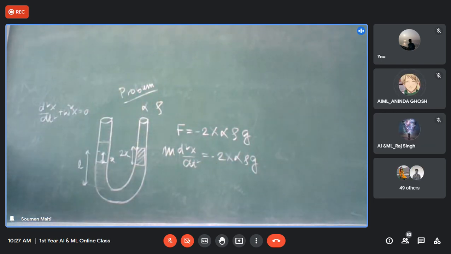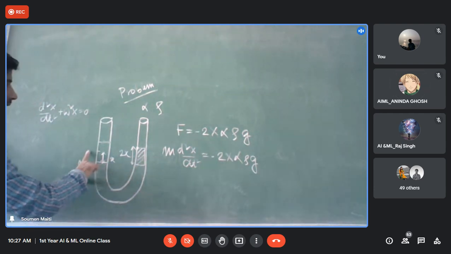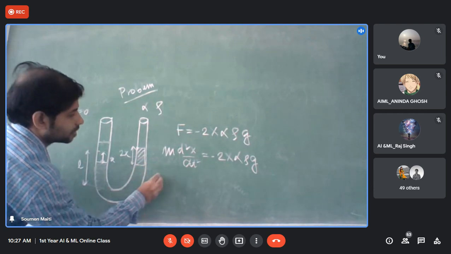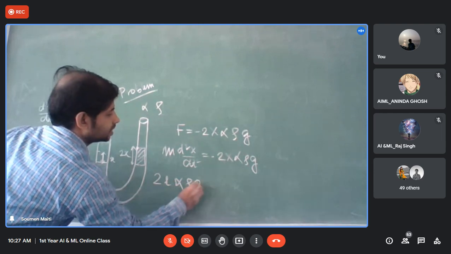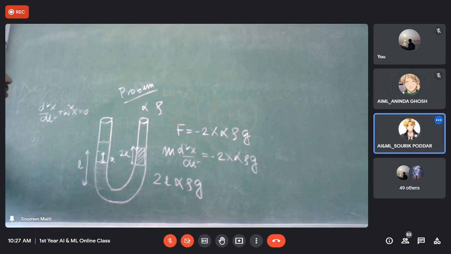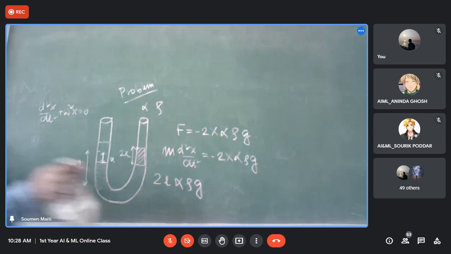What is the total mass of the liquid? This is L, this is L. As I have neglected this one, can I say total mass is nothing but 2L alpha rho g? Yes or no? Yes, sir.